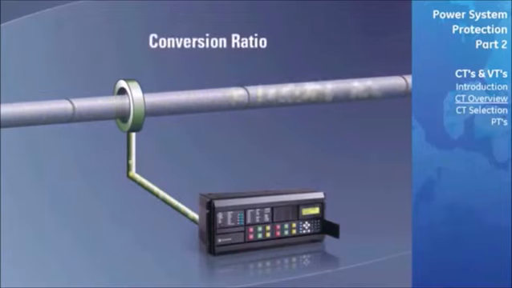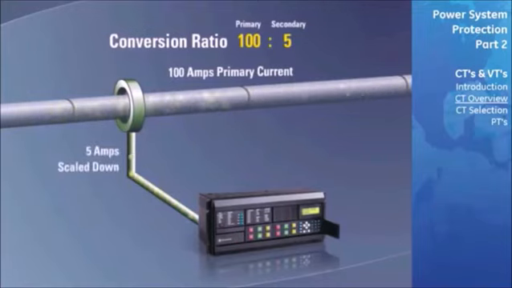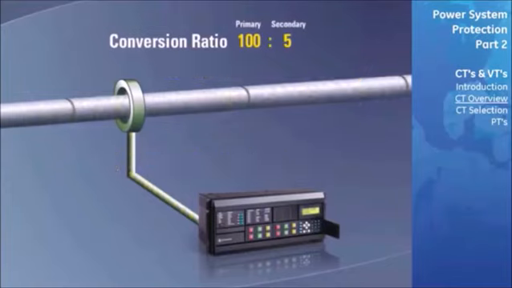In this example, our conversion ratio is 100 to 5, meaning that if 100 amps are passed through the primary phase wire, the CT will scale this down to 5 amps and direct it to the relay via the secondary windings. The 5 amp measure is known as the secondary nominal current. If a fault were to occur on this phase that increases the primary current to 200 amps, then 10 amps would be passed to the relay through the secondary windings, consistent with the ratio.